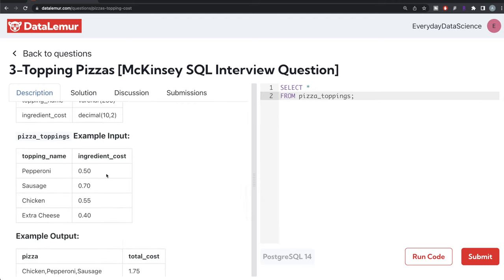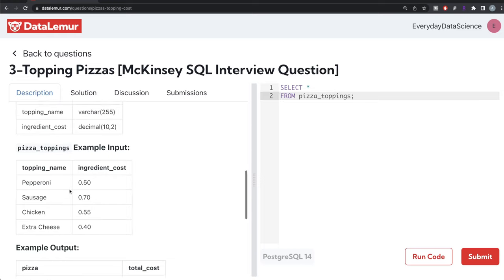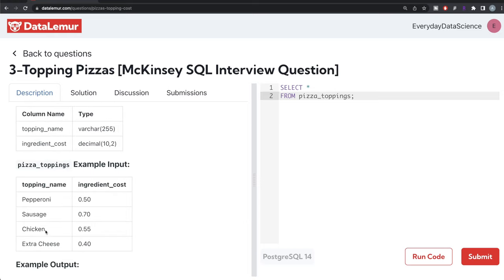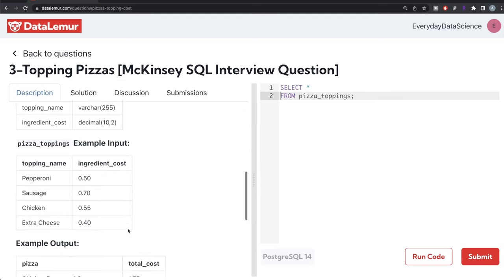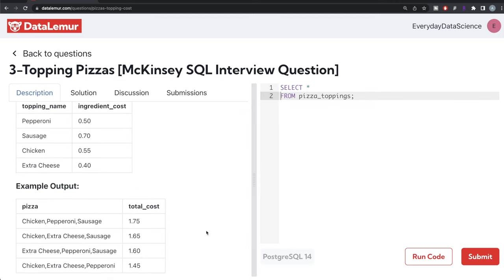And here are the examples. So here, if we are taking the combination of three toppings, chicken, extra cheese and pepperoni can be one combination. Chicken, extra cheese, sausage can be another combination. And that is how we need to do it, along with the total cost.